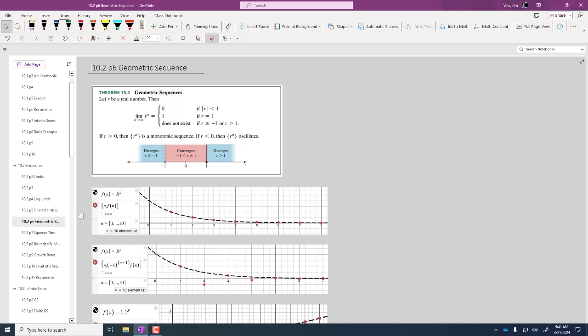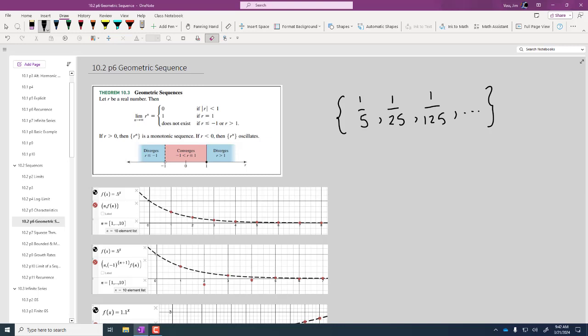Okay, so that's a geometric series. A geometric sequence is a little different, but similar. It's going to have a common multiplier to get from term to term. If we had this sequence that started at 1/5, this would be an example of a geometric sequence. Same idea, we have a common multiplier. And we have a couple of facts with geometric sequences.